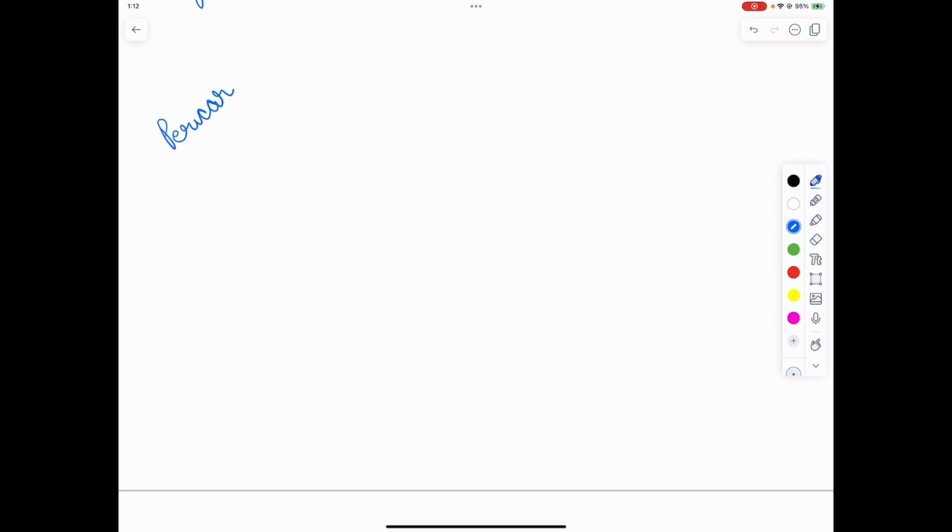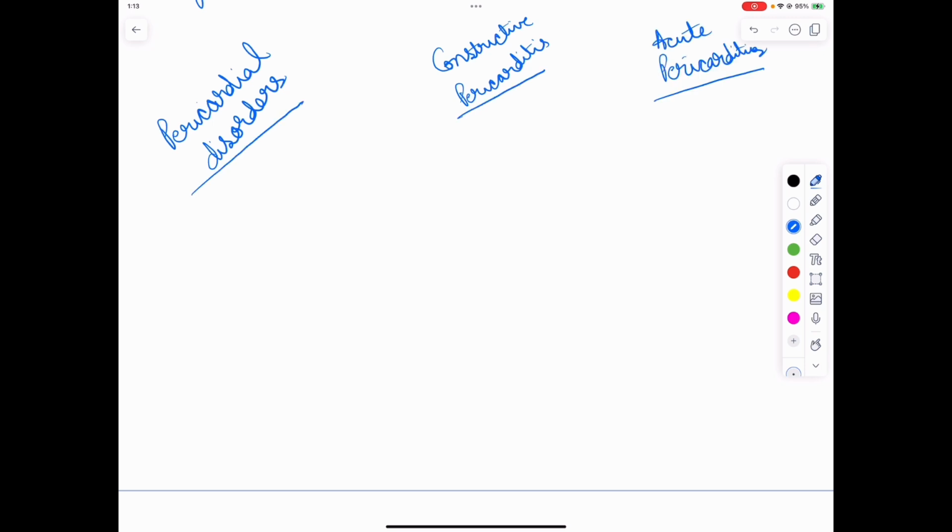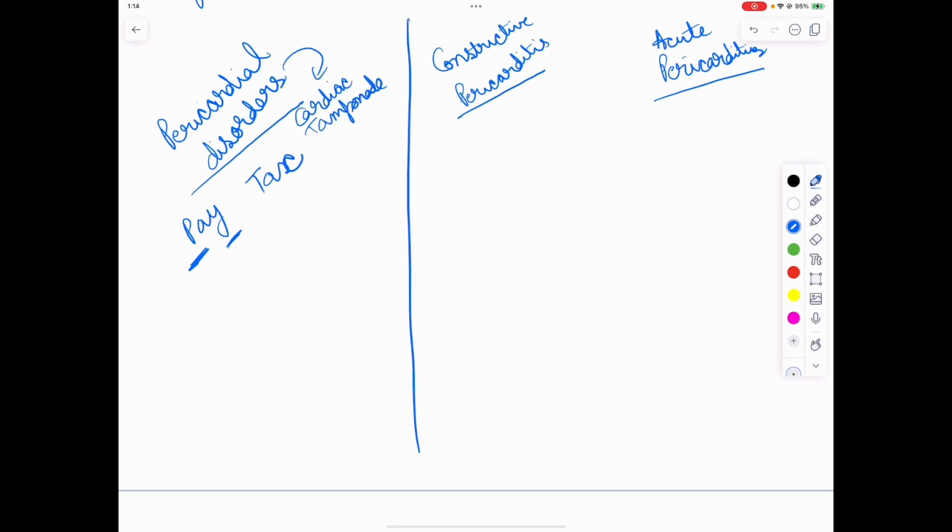That is, in this we have pericardial disorders, constrictive pericarditis. Now in pericardial disorders, remember the 8 tracks. In pericardial disorders we have cardiac tamponade. Understood? We have 3 problems: cardiac tamponade, constrictive pericarditis, and acute pericarditis. Now we know that 8 axis is the formula.